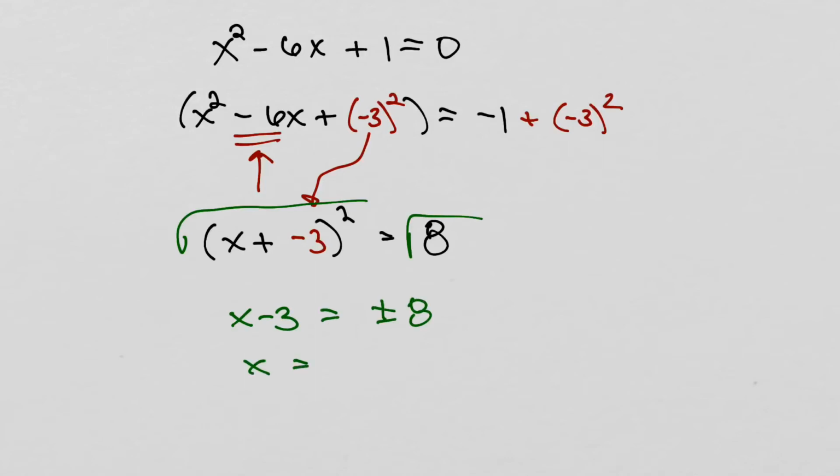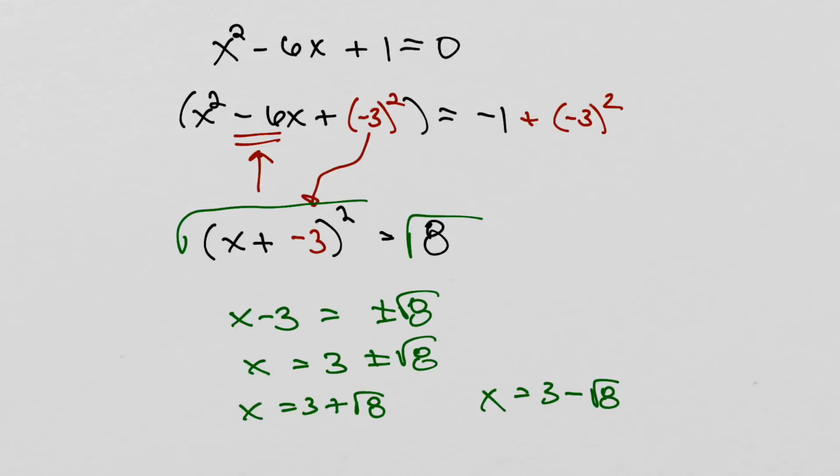And then if you add 3 to both sides, you get x equals 3 plus or minus the square root of 8. Right? So we have x equals 3 plus the square root of 8, which is a little bit less than 6, and x equals 3 minus the square root of 8, which is a little bit bigger than 0. All right, let's go through one more.